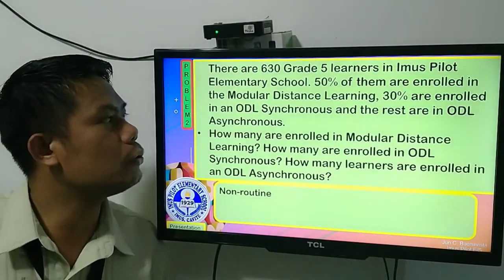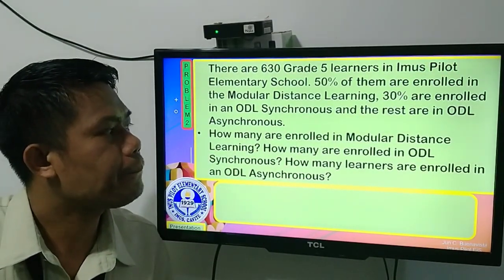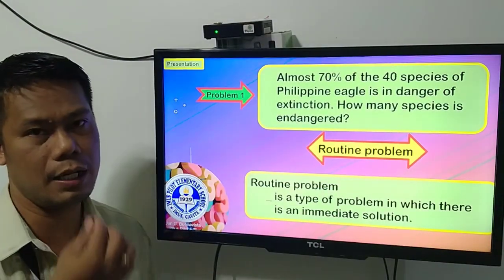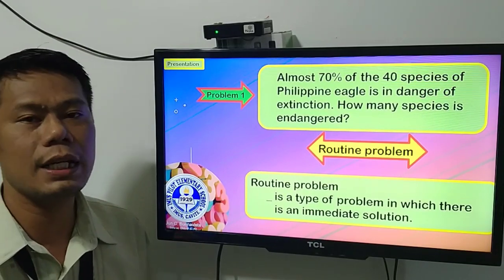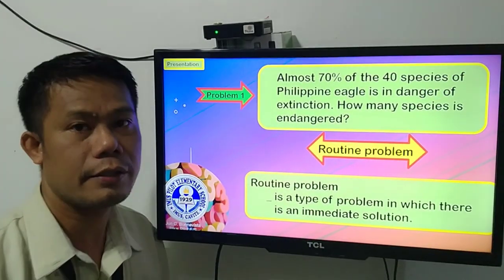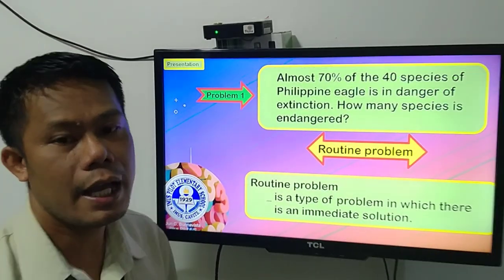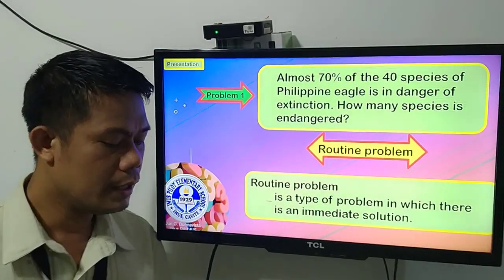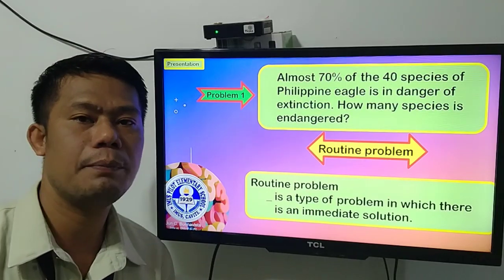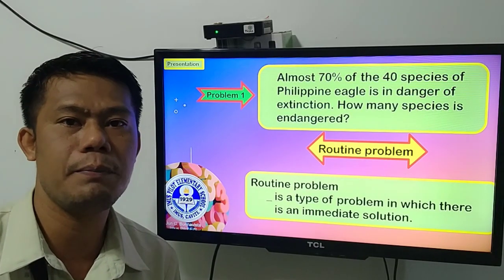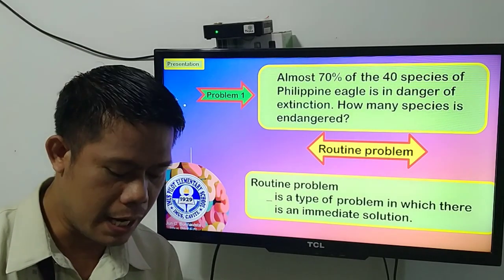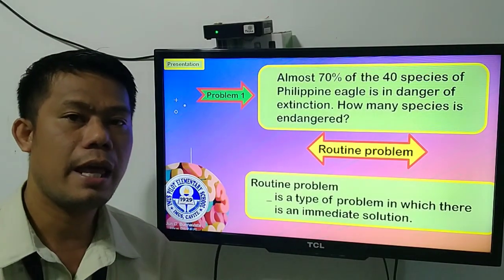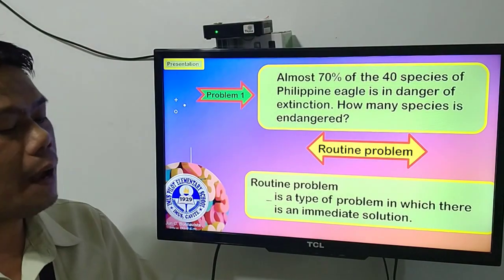So going back to the routine problem, okay, we are going to solve that. As I have said a while ago, we can get the answer right away. So how do we get the percentage? A while ago, I said that the formula in finding the percentage is P equals rate times base. So we are going to multiply the base and the rate in order to get the percentage.